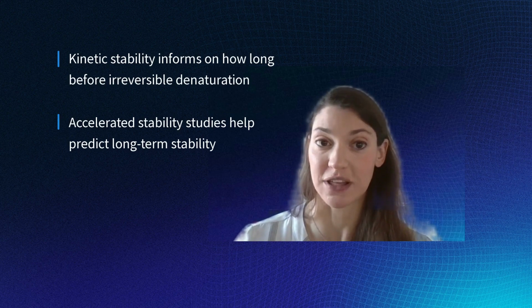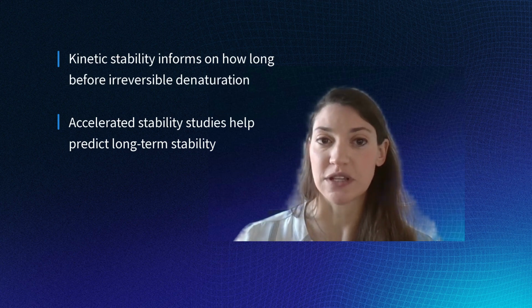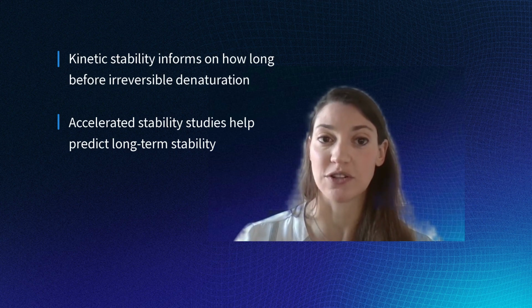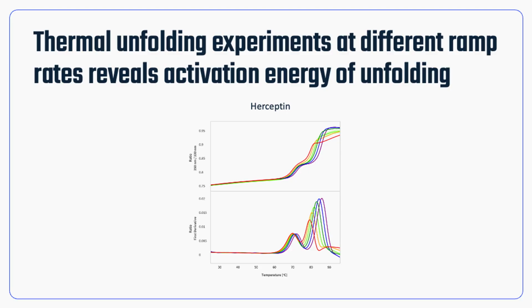In the next few slides, I'll show you how we can use data obtained from the Prometheus Panta to calculate the half-life of the three biologics we've discussed so far. So the model we'll be using takes into account how the heating rate affects melting temperatures. The figures I'll share show a series of thermal denaturation ramps that use heating rates ranging from 0.2 to 6.4 degrees Celsius per minute. So this is Herceptin, and the red line here is showing the slowest heating rate, which is 0.2 degrees, and the purple is the fastest, 6.4 degrees. And we have a range of rates in between.